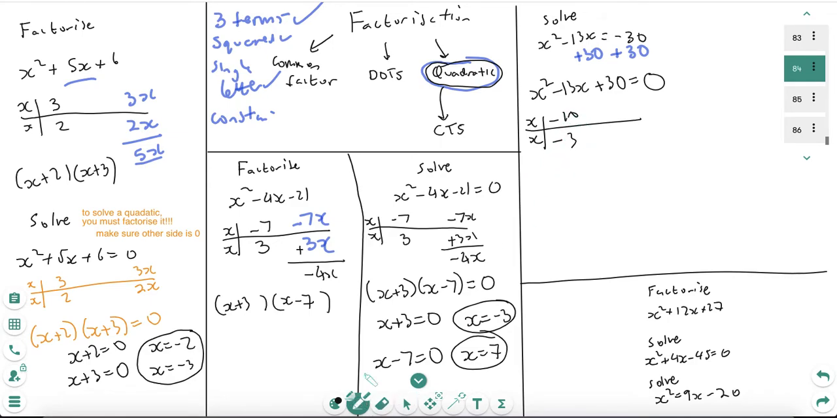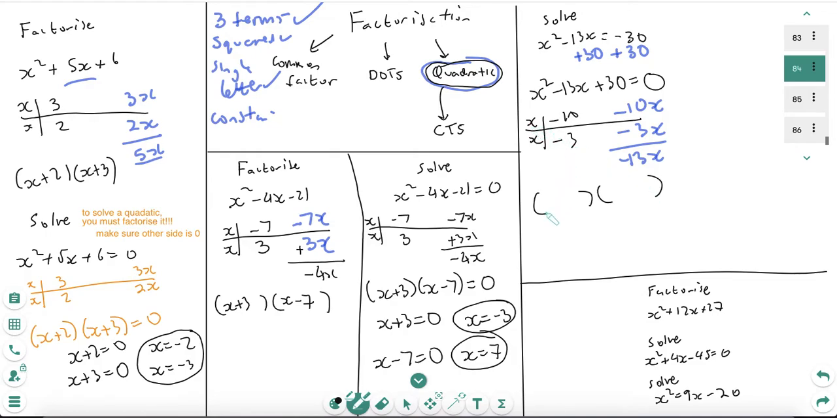Let's check that. Negative 10 times negative 3 is positive 30. Let's double check. X times negative 10 is negative 10x. X times negative 3 is negative 3x. Negative 10 minus 3 is minus 13x. Ooh, it matches. Lovely. So now we can factorize it.